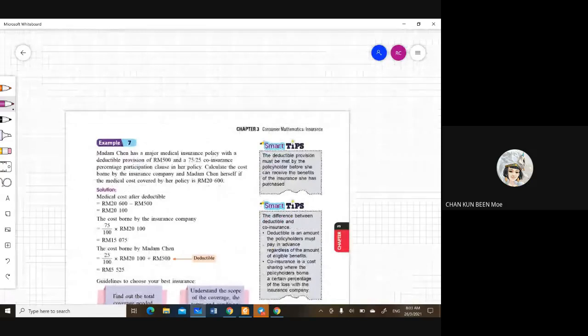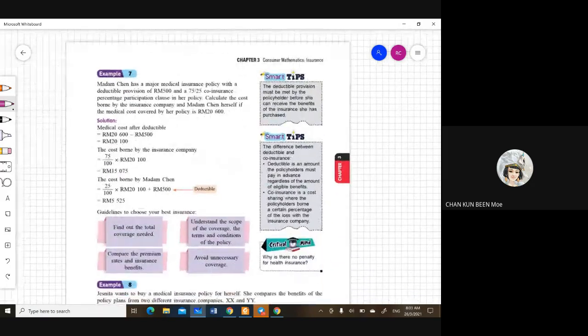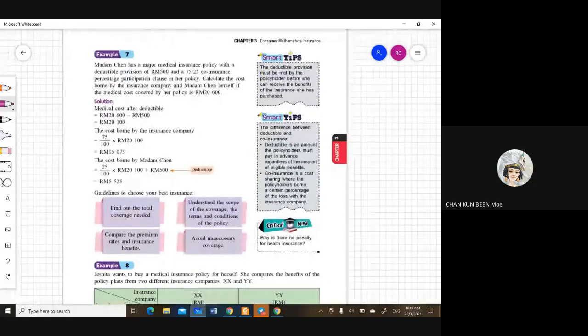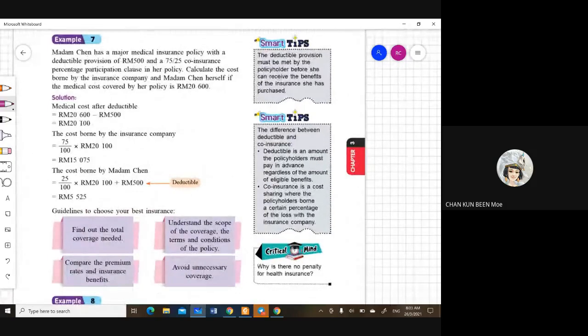This is example 7. Example 7 in your book is on page 89 if you have your book with you right now. This is the second last example in this chapter. Many things you need to remember. Example 7: Madam Chen has a major medical insurance policy with the deductible provision of 500. Remember the deductible is 500. And a 75/25 core insurance percentage participation clause in her policy. So 75% will be paid by the insurance company. The 25% will be borne by Madam Chen.